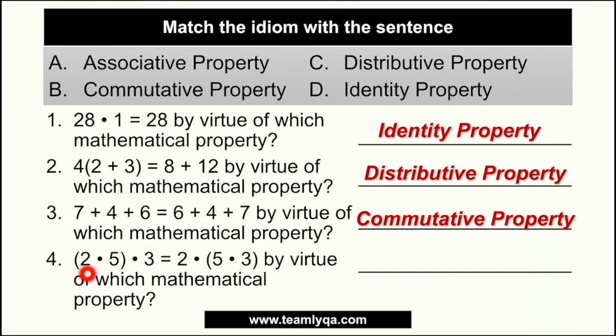So, again, ang dito naman, nakita mo, 2, 5, 3 pa rin to, 2, 5, 3 rin. Pareho lang yung order, nag-iba ng grouping. So again, sabi natin, pag iba ng grouping, nag-iba ng asosasyon, or nag-iba ng grupo, that would be associative property. Specifically, associative property of multiplication.